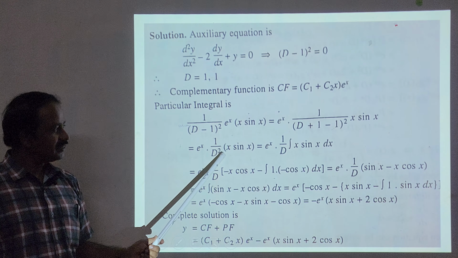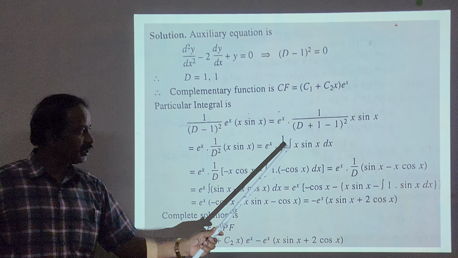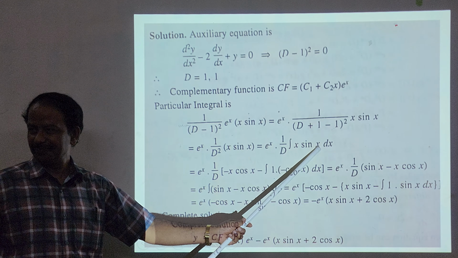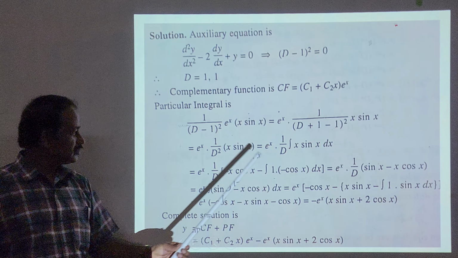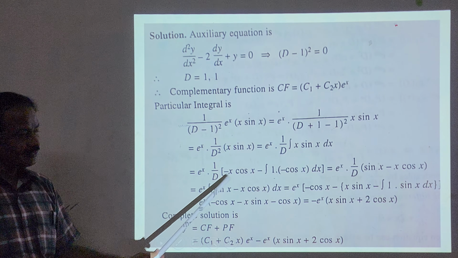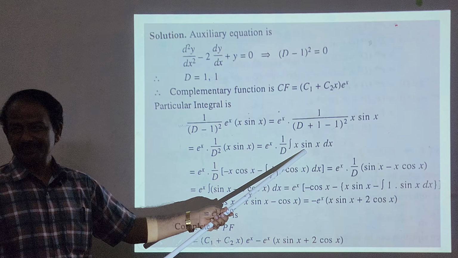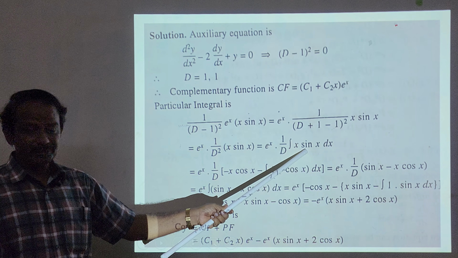1 by d squared is 1 by d multiplied by 1 by d. So 1 by d, the integration. After getting the solution, you will have to integrate again. So now e power x I have written like this, 1 by d as it is. This is the u dv method. So integration of u dv equals uv minus integration of v du.